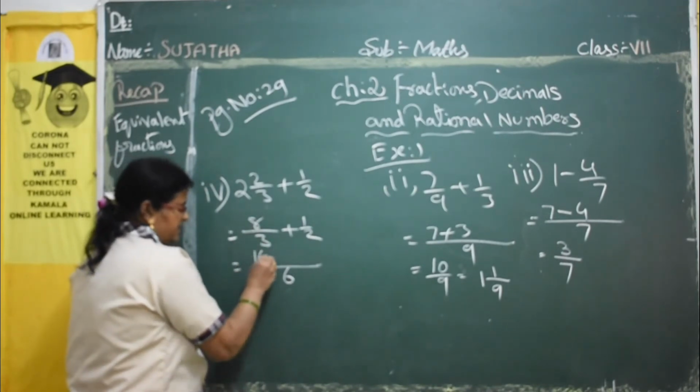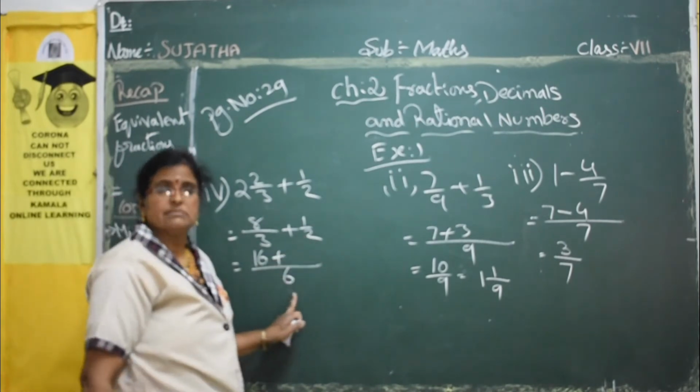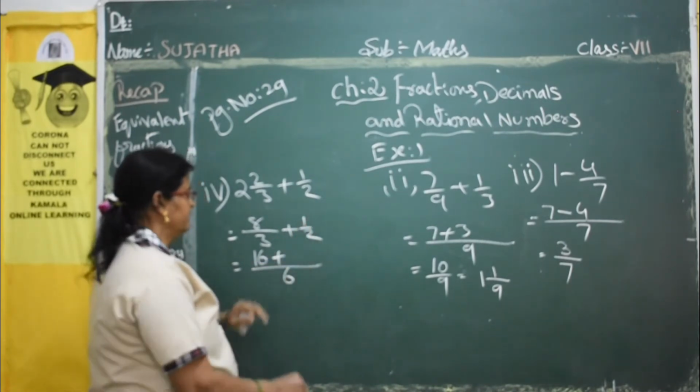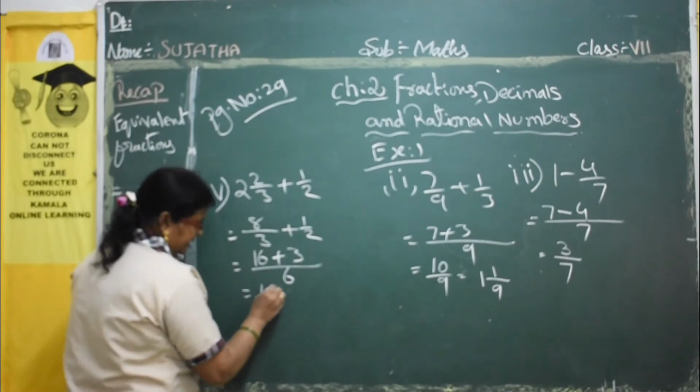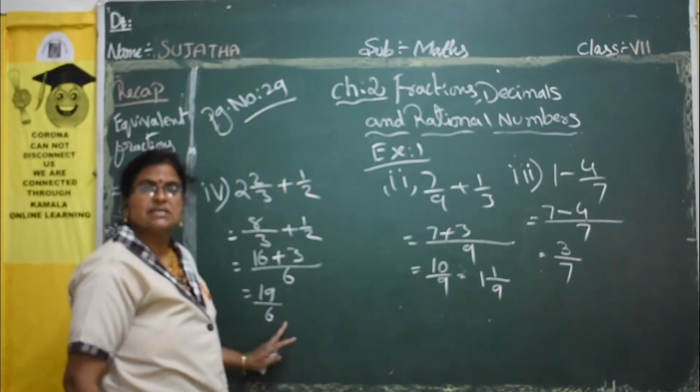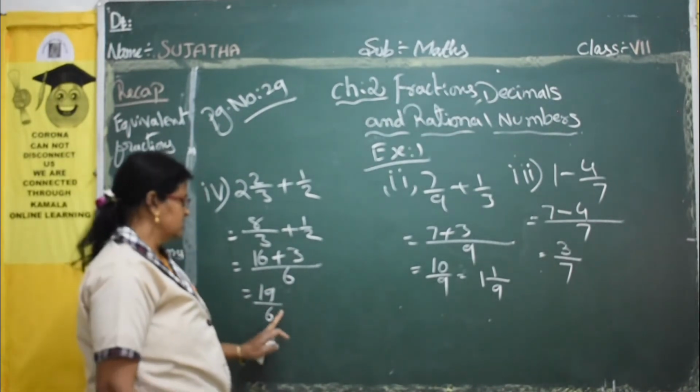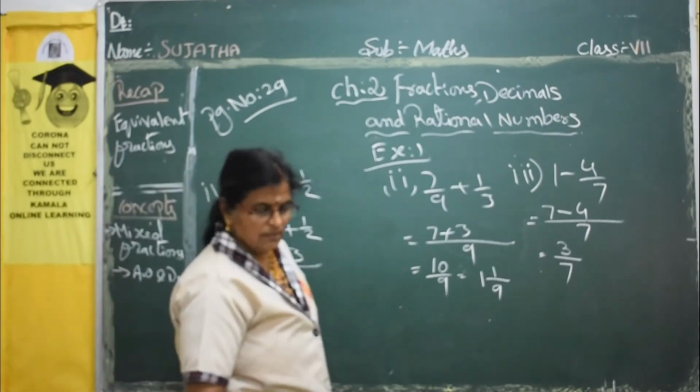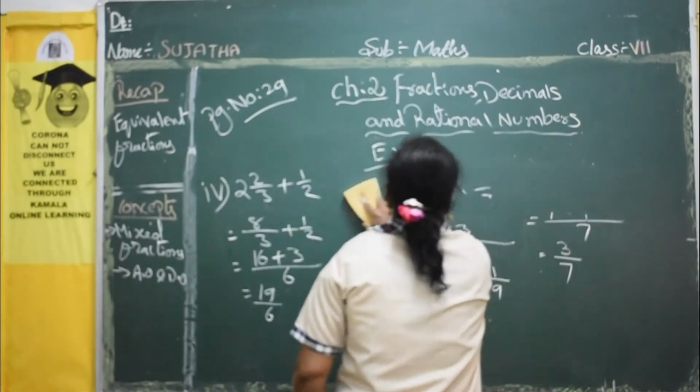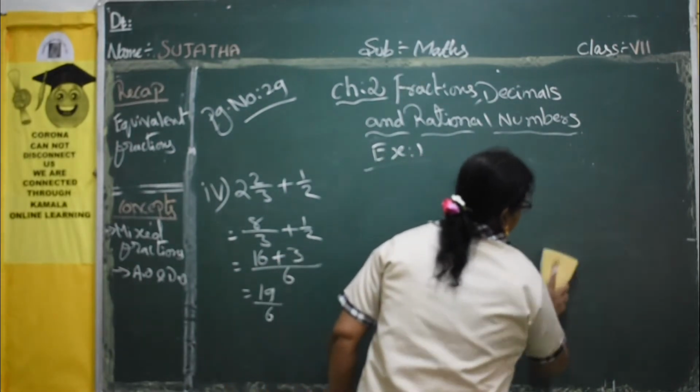2 8s are 16, plus in the 2 table how many times will 6 come? 3 times. 3 ones are 3. That is 19 by 6. Now 19 by 6 is an improper fraction, so we can change it into a mixed fraction. Now divide in the left column.